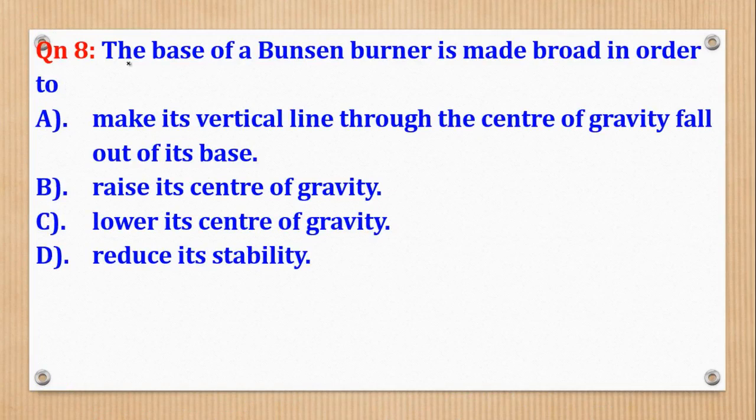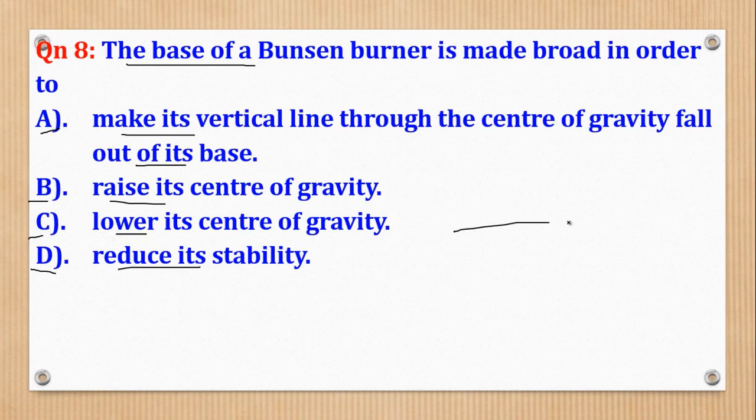So question 8 says, the base of a Bunsen burner is made broad in order to, part A, make its vertical line through the center of gravity fall out of its base, part B, raise its center of gravity, part C, lower its center of gravity, and part D, reduce its stability.